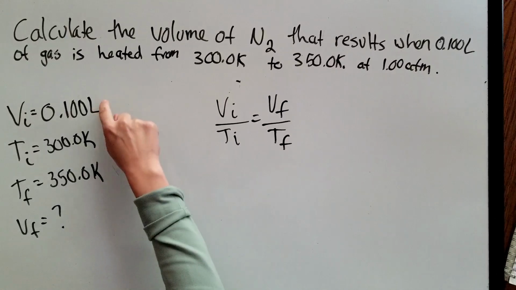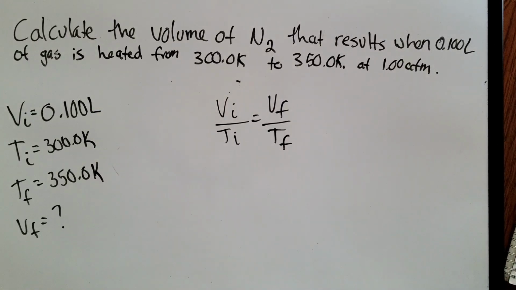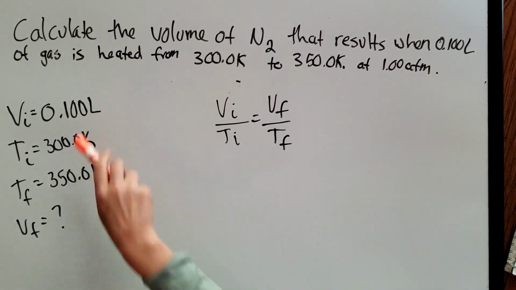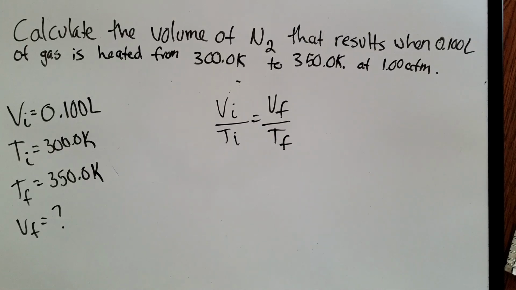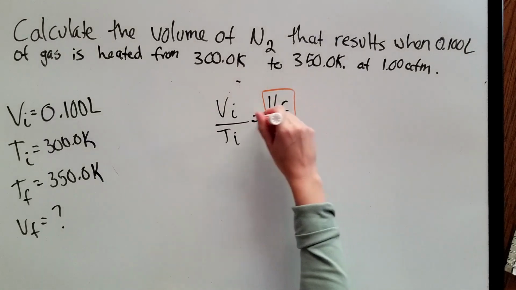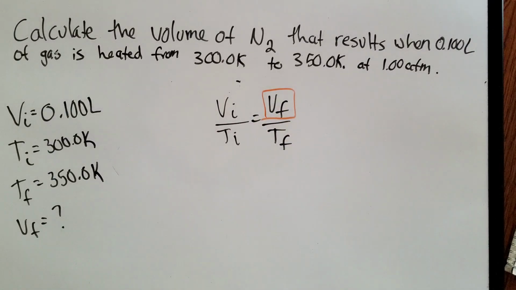I'm going to look at my knowns and make sure nothing needs to be converted. We have liters and we have Kelvin for temperature, so everything looks good there. And we are solving for VF once again. So we're going to rearrange that equation to get VF by itself on one side of the equation.